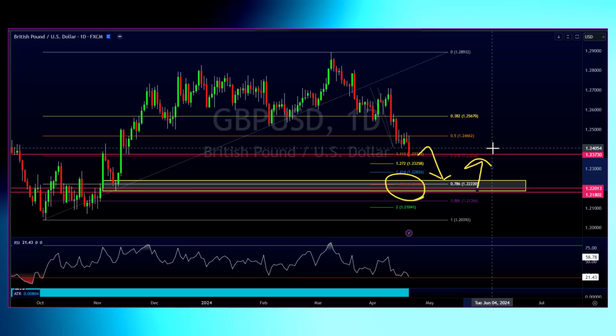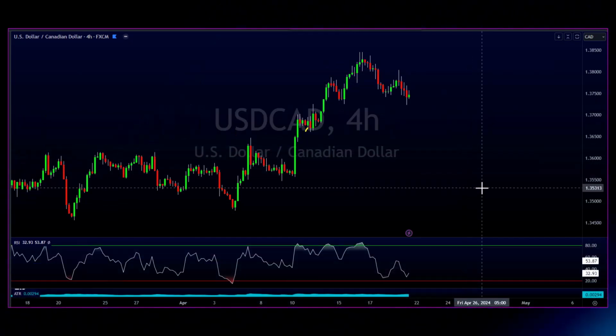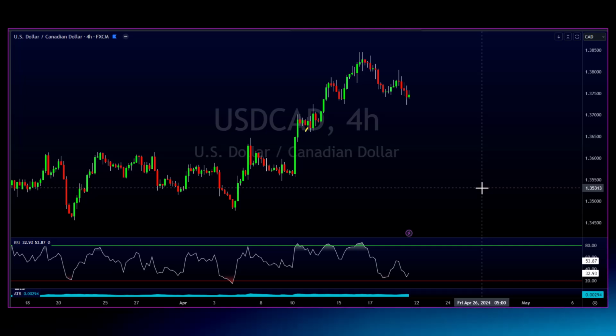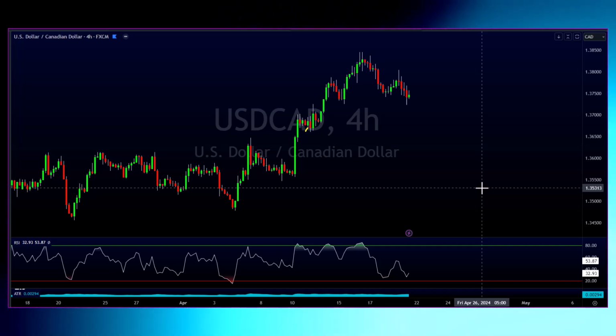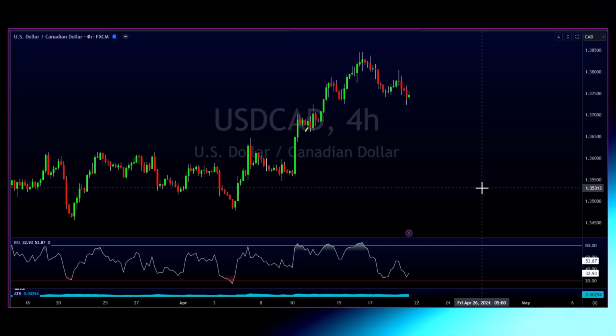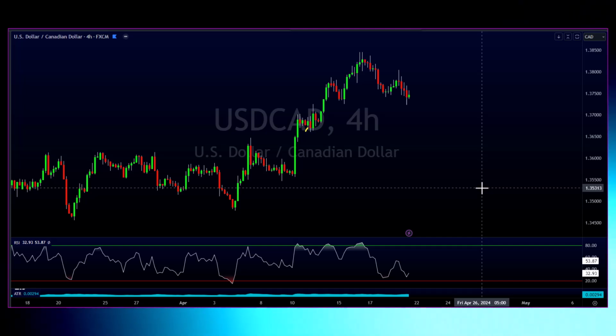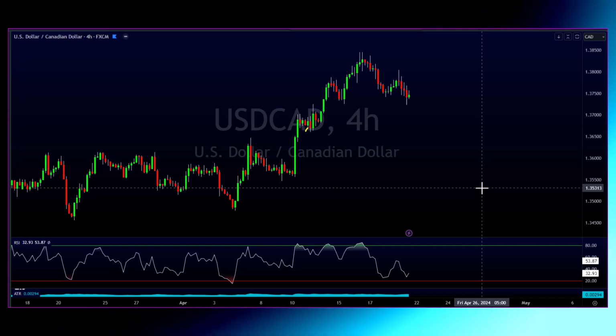Next up, we're going to go to the Loonie, the Dollar Canada 4-hour. The Loonie was one of the pairs that did me good this past week. The last 2 weeks were pretty rough for me. Not pretty rough, but in a drawdown. This past week was a good one, so got me back on track, which I'm happy about.